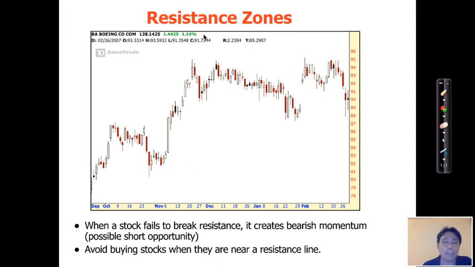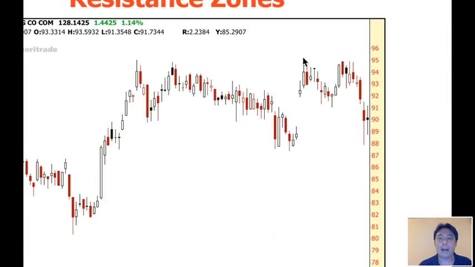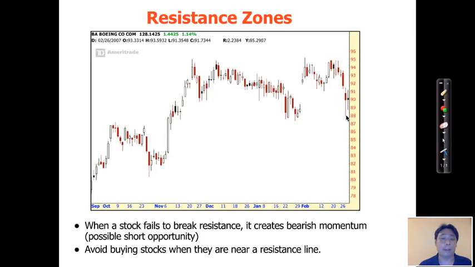So for example, if you take a look at Boeing over this period of time, notice that price goes up to about $95 and then reverses back down again. Goes back up again to that same level, $95, and reverses back down again. And once again, goes back to 95, reverses back down again. Goes back up there, reverses back down again. So it seems that at $95, there's something that seems to be preventing the stock from moving further up.